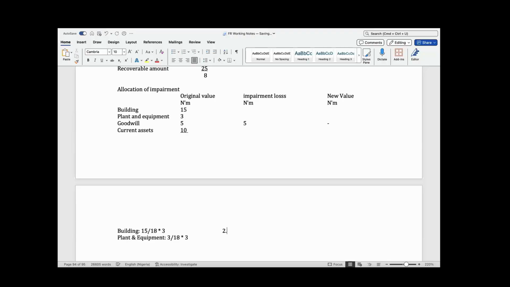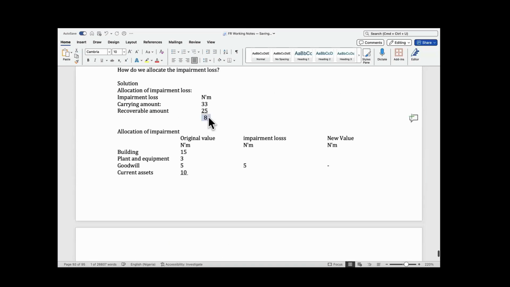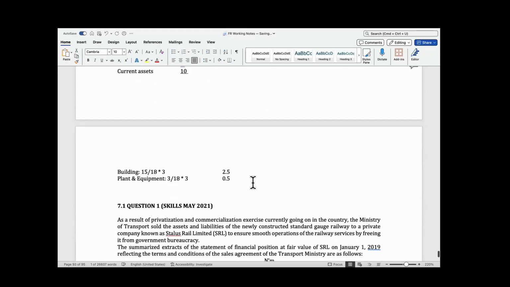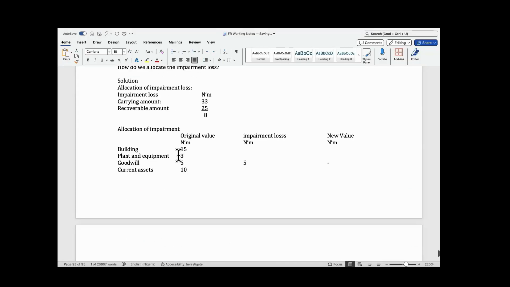2.5. Then this one will be 0.5. The way I got this 3, that's the remaining impairment loss. Out of these 8, we have allocated 5 to goodwill to erase the goodwill totally. So the remaining is 3, and that's what I'm sharing based on the values of these other assets. So I'm allocating 2.5 to this one, and I'm allocating 0.5 to this one.